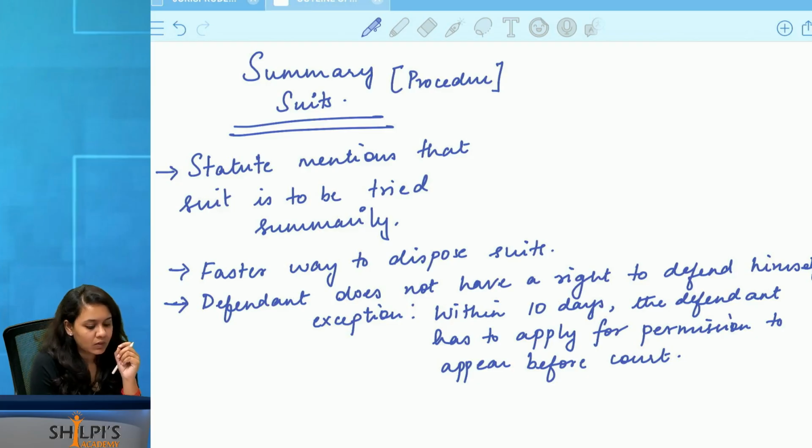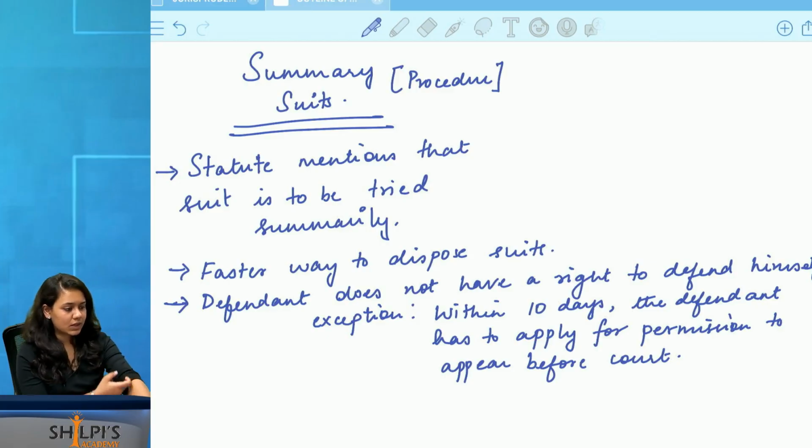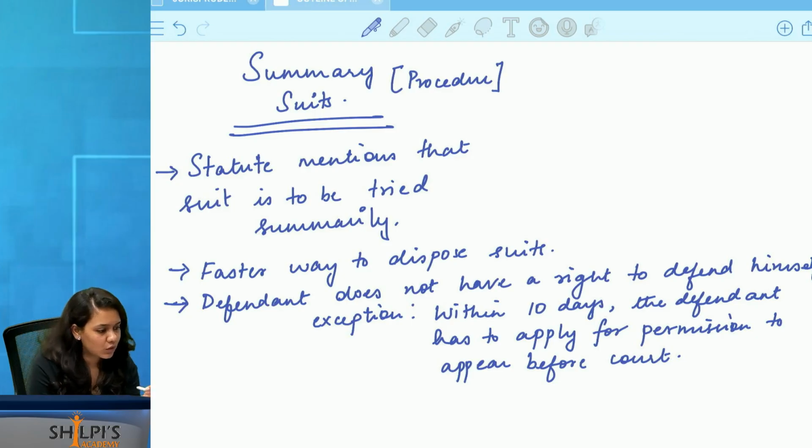Okay. This is the gist of your summary suits. We'll also be looking at things like which courts can hear it. Almost all civil courts have the power to try summarily. But mostly you will see all these small causes courts will try summary suits only.